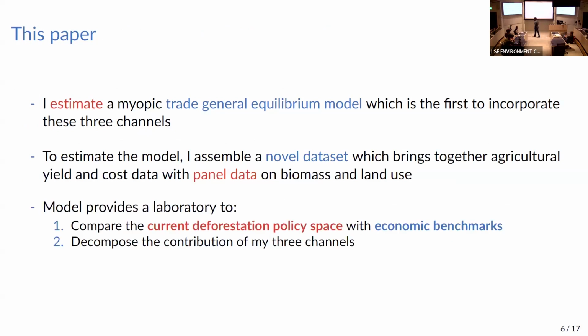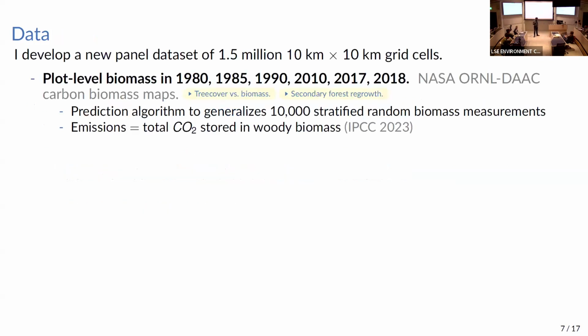Why am I doing this in a model? Well, first, it's going to provide me a really nice laboratory to think about both the actual deforestation policy space we're operating in, and what I'm going to call my economic benchmark, which, spoiler alert, is going to look like a Pigouvian tax to start. And then I'm also going to use the model to decompose how these three channels play a role in where deforestation is happening. Let me tell you a little bit about the data.